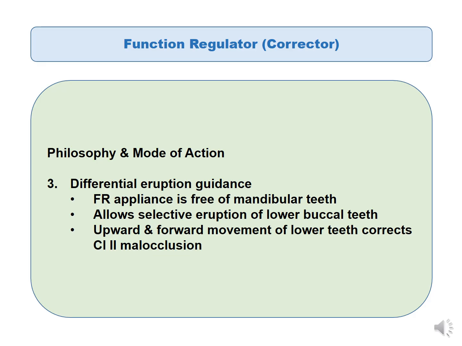Now the third mode of action is the differential eruption guidance. Now the Frankel or function regulator is free of contact with the mandibular teeth. Now this allows selective eruption of the lower buccal teeth, and the lower buccal teeth erupt in the upward and forward direction, which tends to correct a class 2 malocclusion.